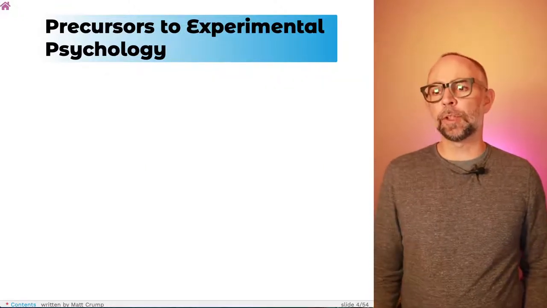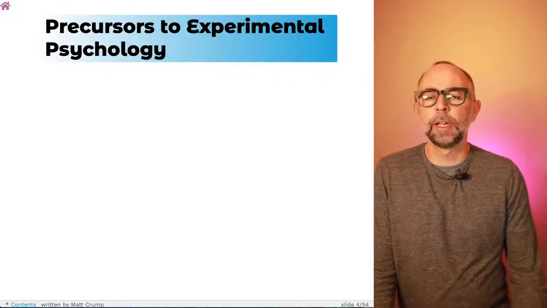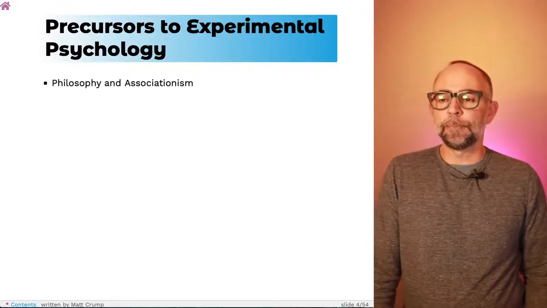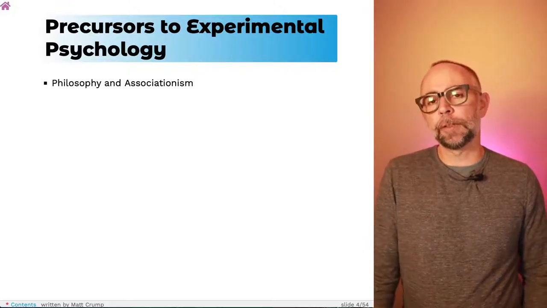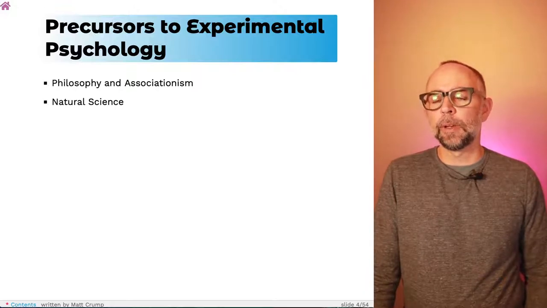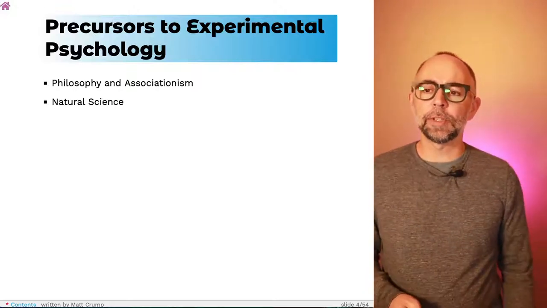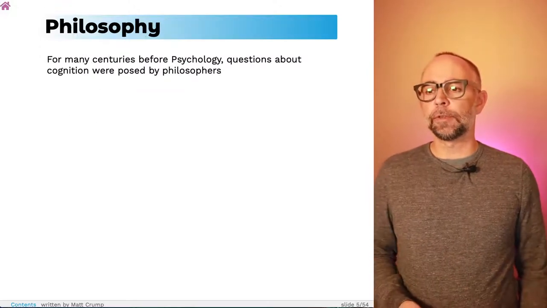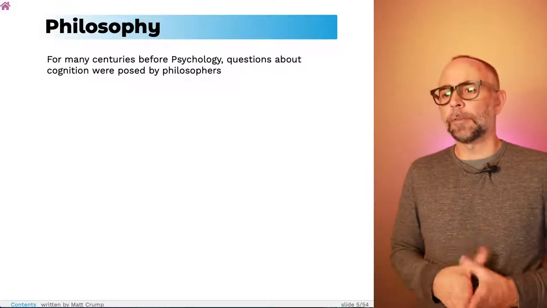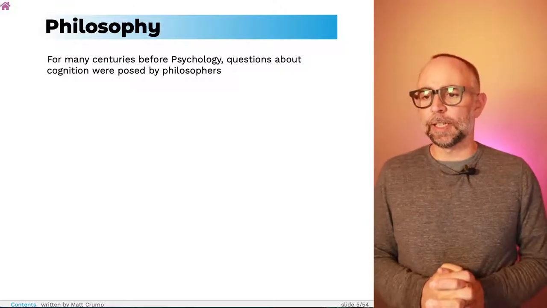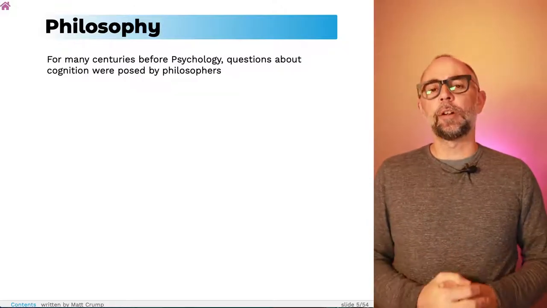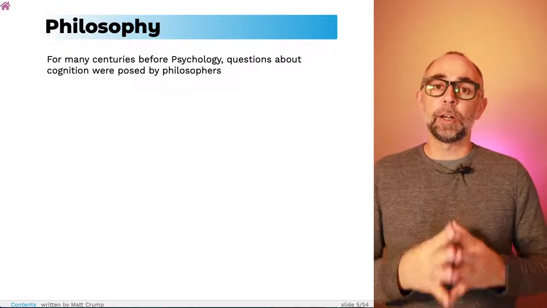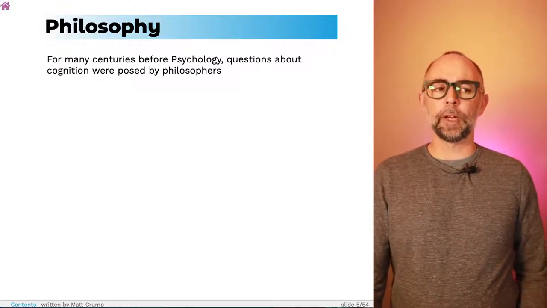The textbook goes over a few different precursors, like historical movements to experimental psychology. We'll focus today on philosophy and associationism, but there are precursors in natural science and evolution, the theory of evolution. So with respect to philosophy, for many centuries, well before psychology was an established discipline, questions about cognition were being posed by philosophers.